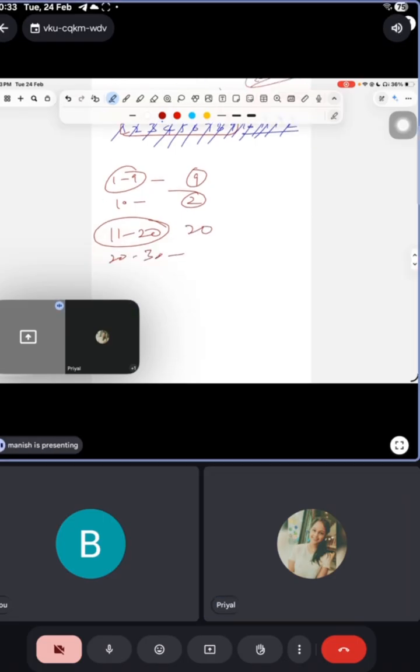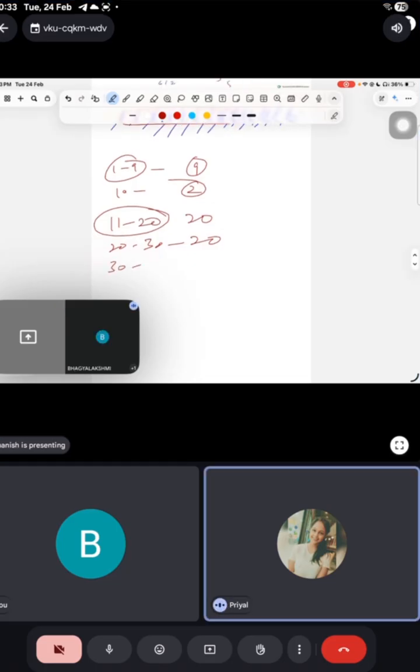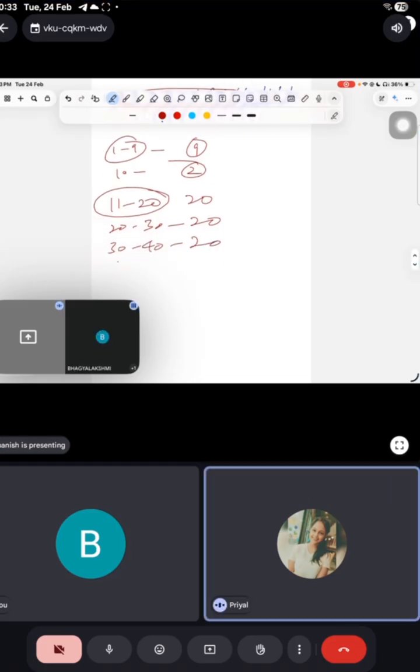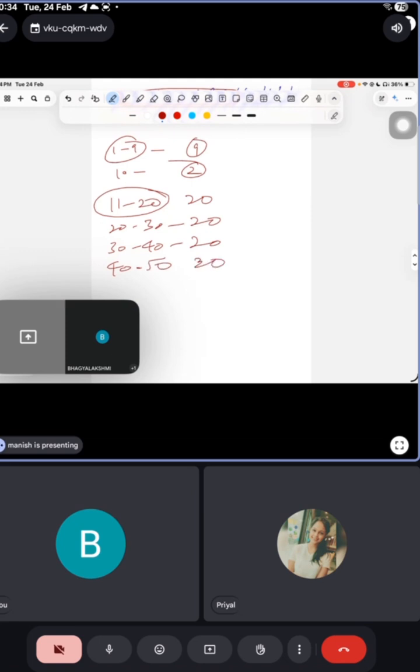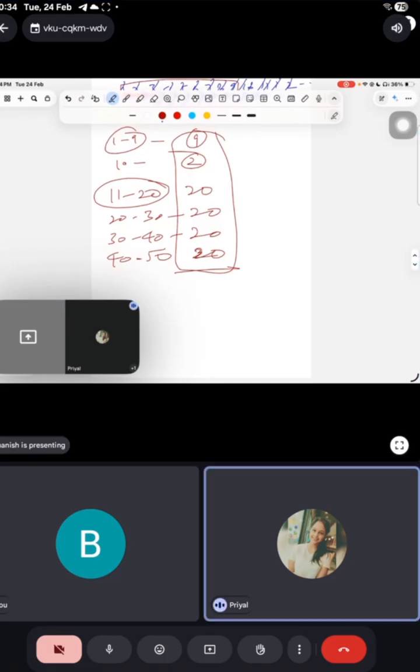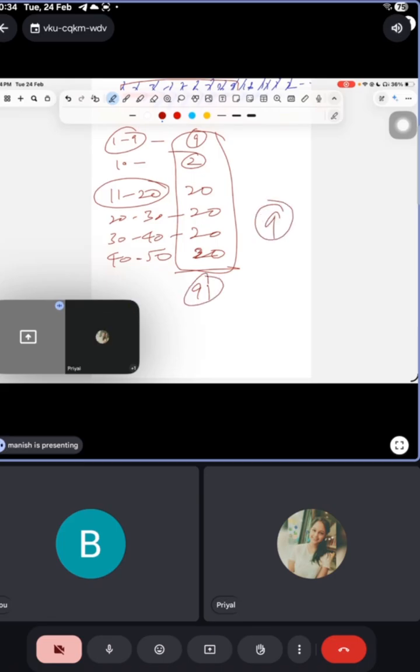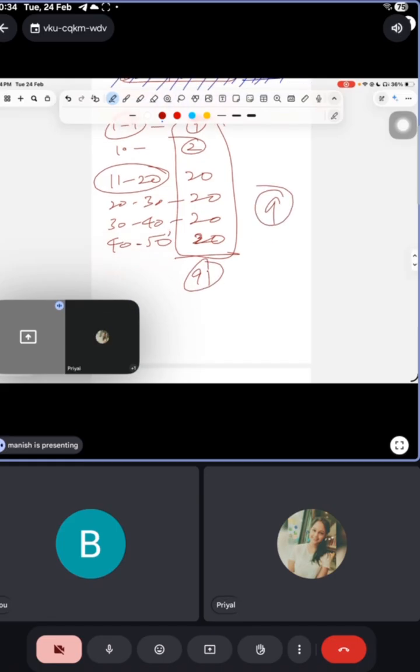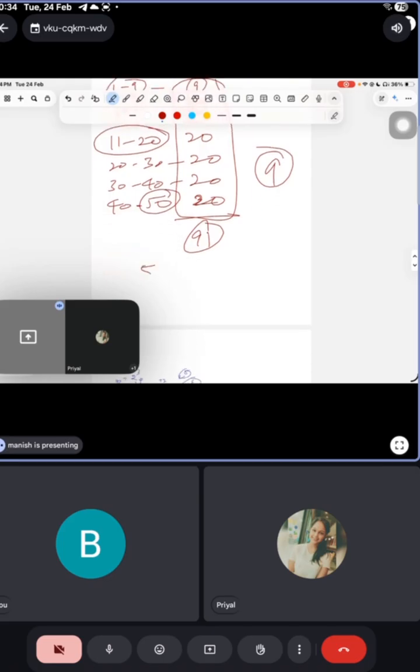From 21 to 30, how many digits? 20. Then 31 to 40? 20. Then 41 to 50? 20. Now the total count is 9 plus 2 plus 20 plus 20 plus 20 plus 20, which is 91. Now 9 digits are still remaining, and we have reached 51. So 51, 52, 53, 54, 55 are 10 digits, making 92, 93, 94, 95, 96, 97, 98, 99, 100.